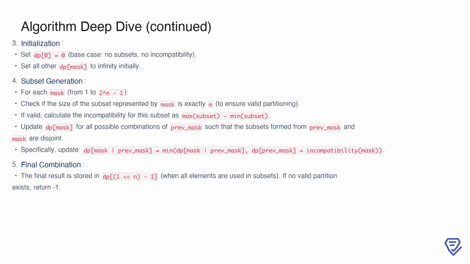Then, we update DP[mask] by considering all possible combinations of prev_mask, where prev_mask represents previously used subsets that don't overlap with the current subset. Specifically, we update DP[mask | prev_mask] to be the minimum of its current value and the sum of DP[prev_mask] and the incompatibility of the current subset. Finally, the result is stored in DP[2^n - 1], which represents the scenario where all elements are used. If no valid partitioning is possible, we return -1.